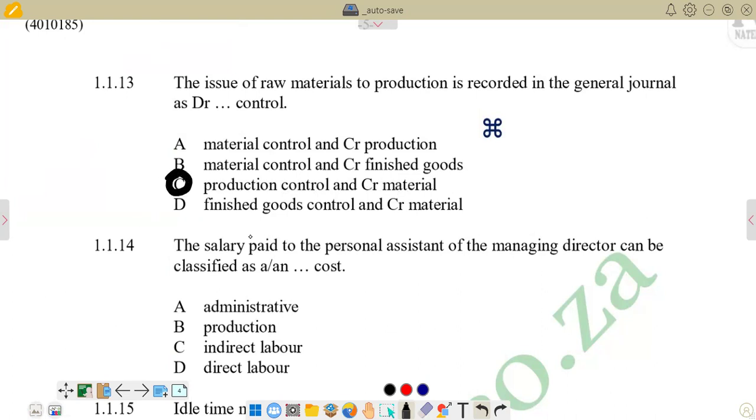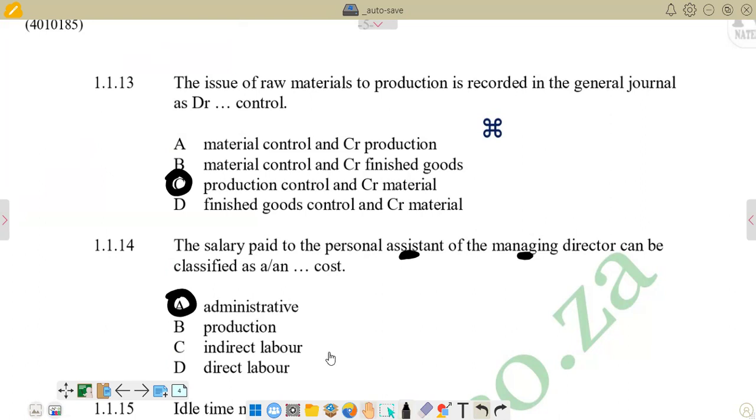The salary paid to the personal assistant of the managing director can be classified as a what? So you'd see that this is a personal assistant of the managing director, so it has nothing to do with production. So you see that production is wrong, and it's also not an indirect labor, and we cannot classify it as a direct labor again. So remember, this is happening in the administration, so it becomes an administrative cost. So you've got A as the appropriate response that we have there.